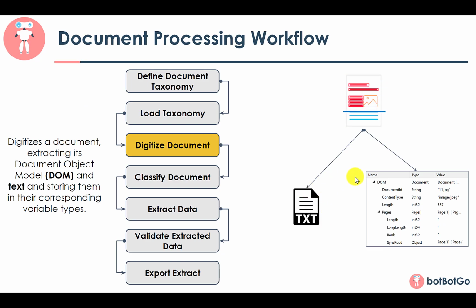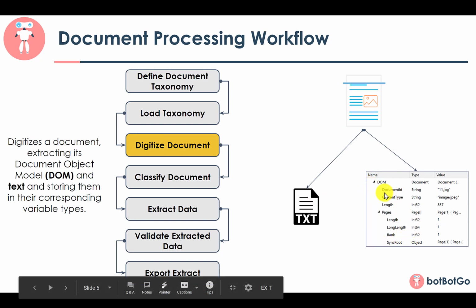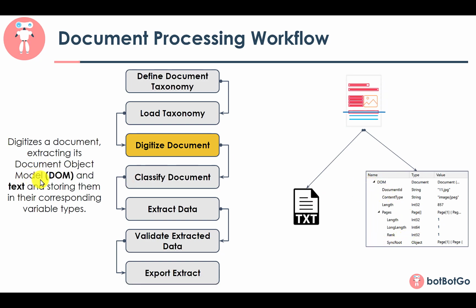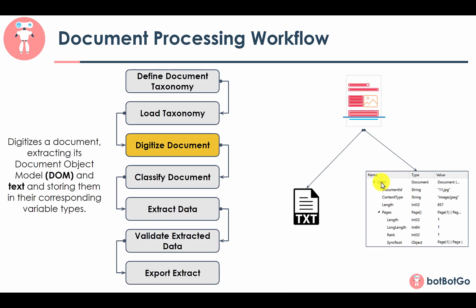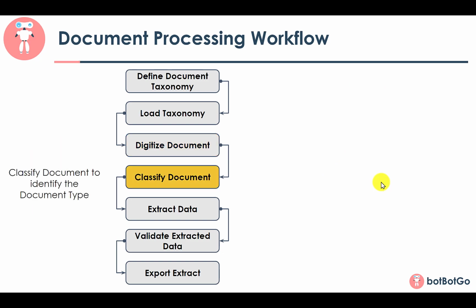Along with that, you also get a DOM document. The DOM is a document object model. And this DOM variable creates a model of the document that you passed. In this model, you have different properties, for example the kind of document that you passed and the number of pages that were there. We'll see further in UiPath Studio directly how this DOM variable is used. Once the document has been digitized into a readable format, the next step is to classify this document.